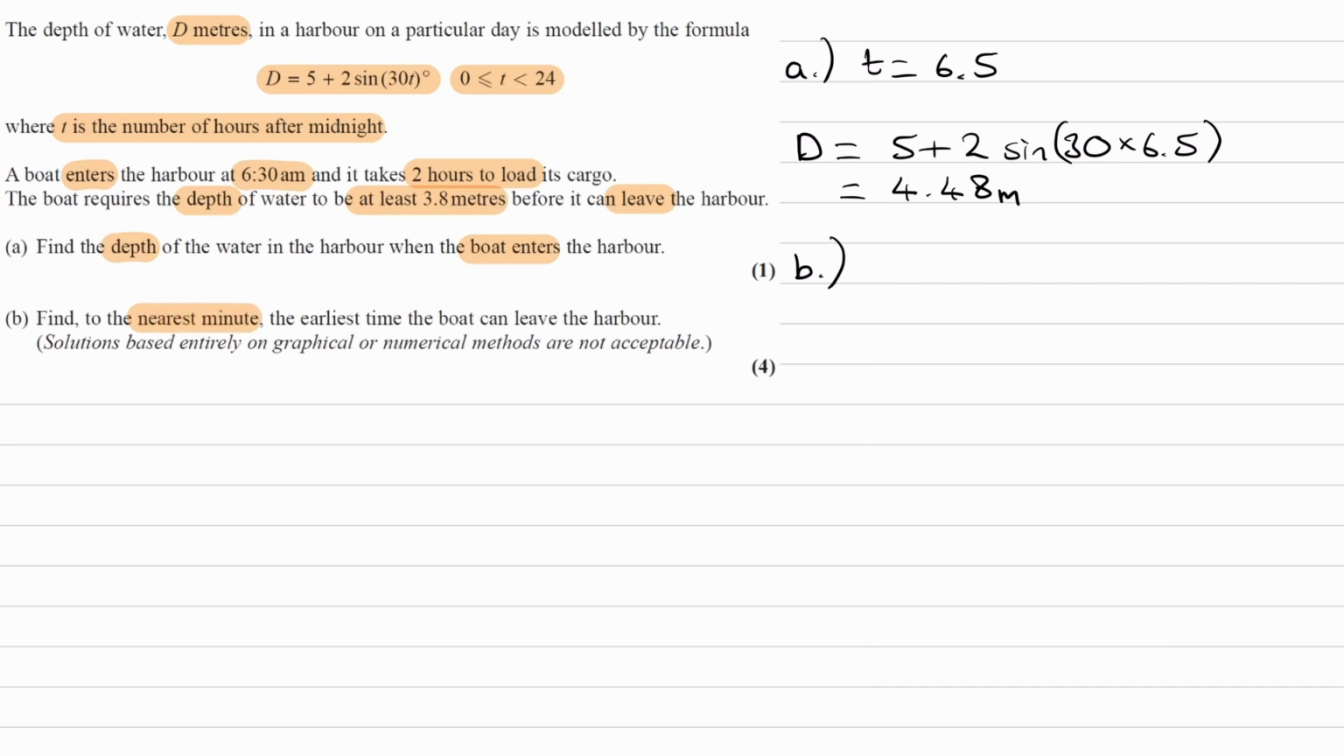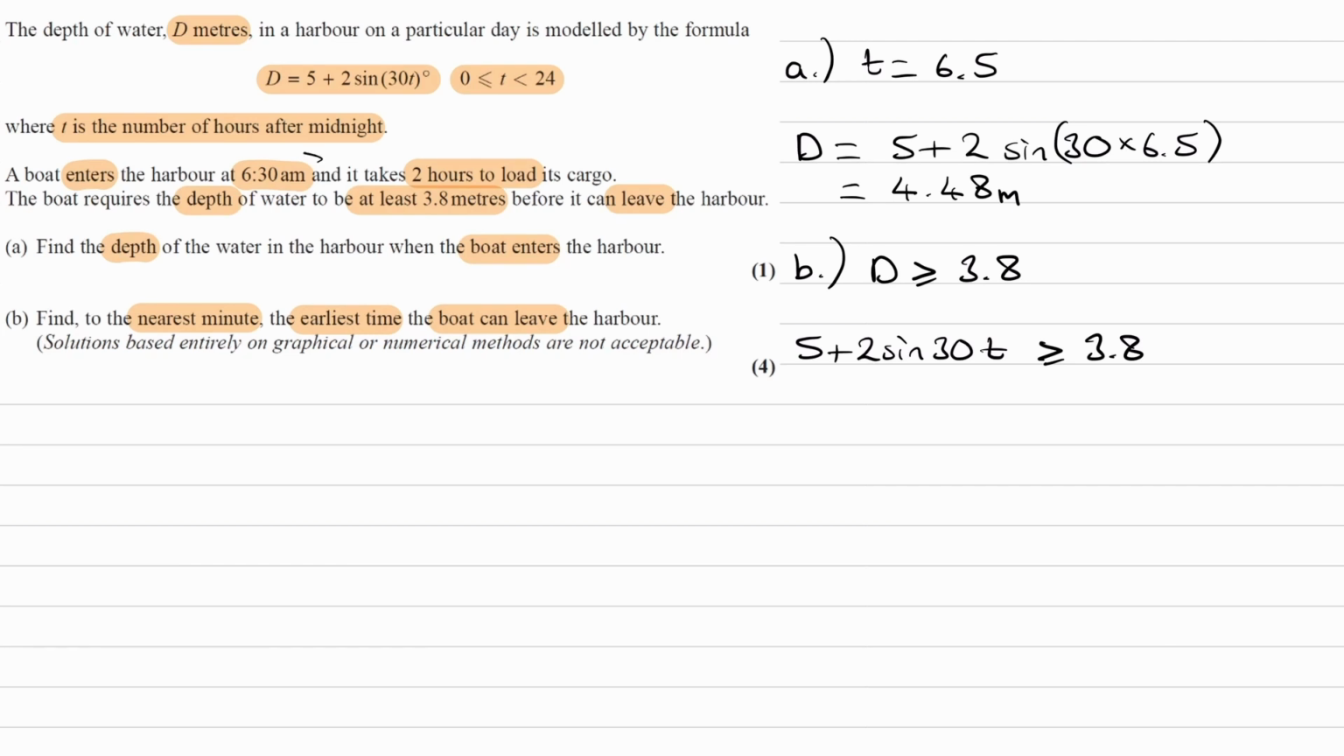Part B. Find, to the nearest minute, the earliest time that the boat can leave the harbour. So, for the boat to be able to leave the harbour, it says the depth needs to be at least 3.8 meters. So d needs to be bigger than or equal to 3.8. The depth is equal to 5 plus 2 sine 30t. So this needs to be greater than or equal to 3.8. So we want to solve this inequality and work out the earliest time that the boat can leave the harbour.